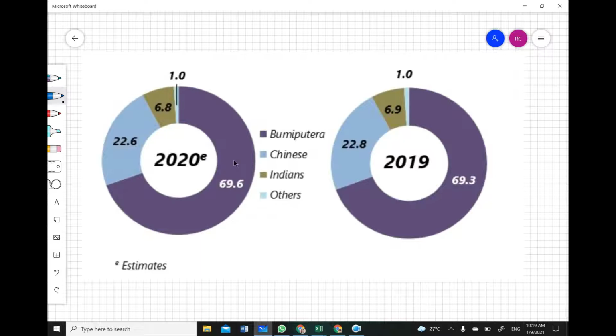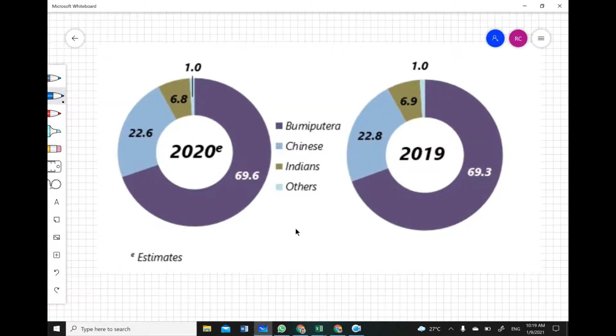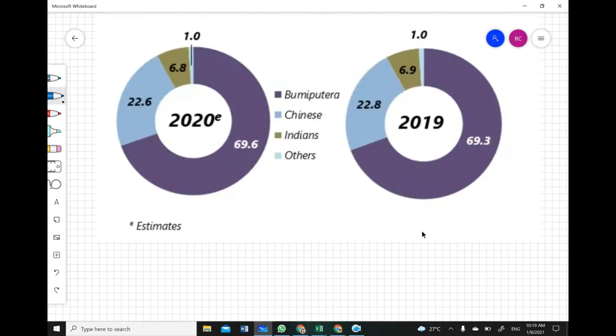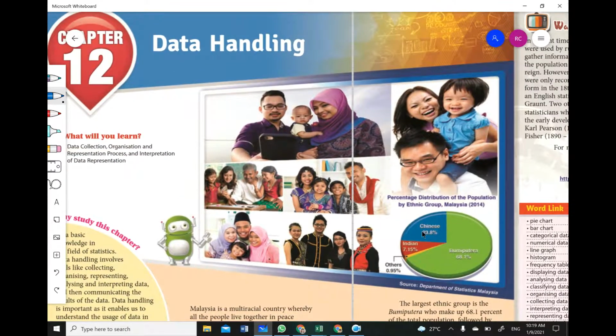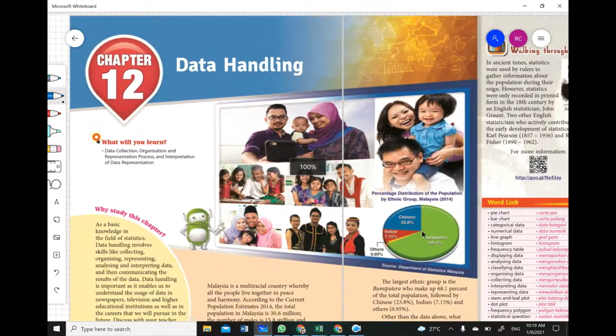Okay, so what is the purpose that I show all of this to you? Do you know what the purpose is? Any idea? No idea? What is the purpose? The teacher is showing all of this statistics to you just to let you know the populations of Malaysia is related to what you are going to learn today, the data handling. Okay, we are going to learn chapter 12, the data handling.